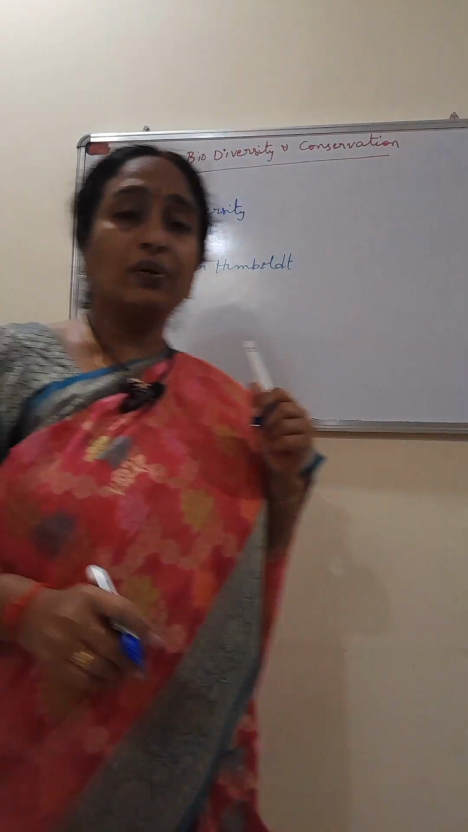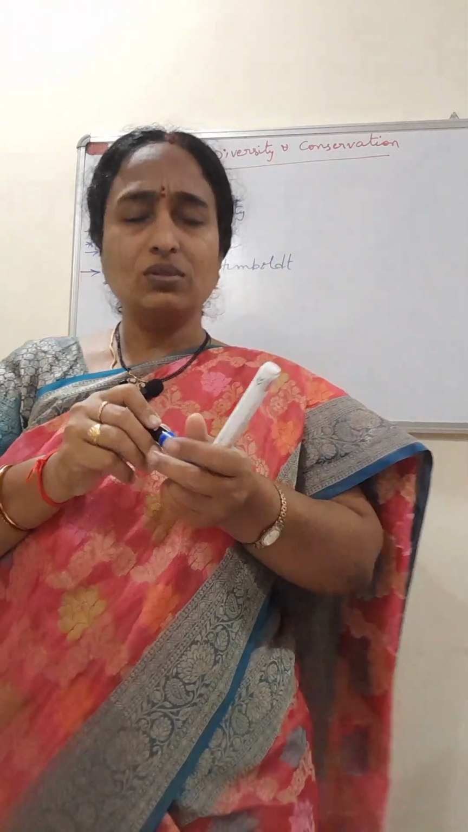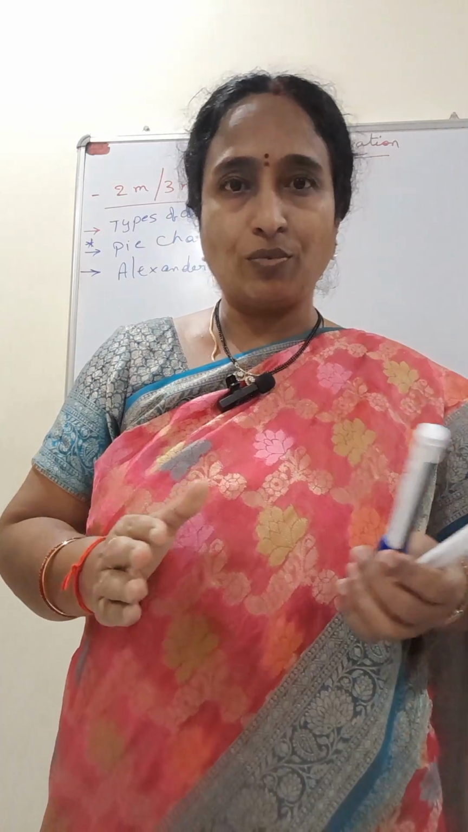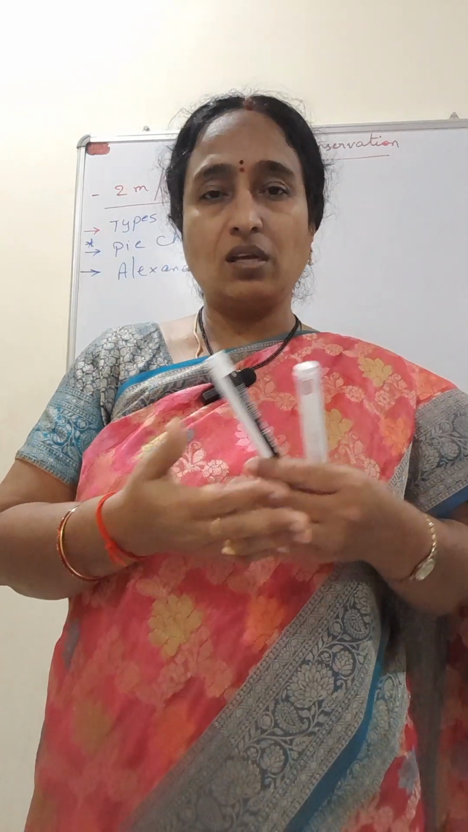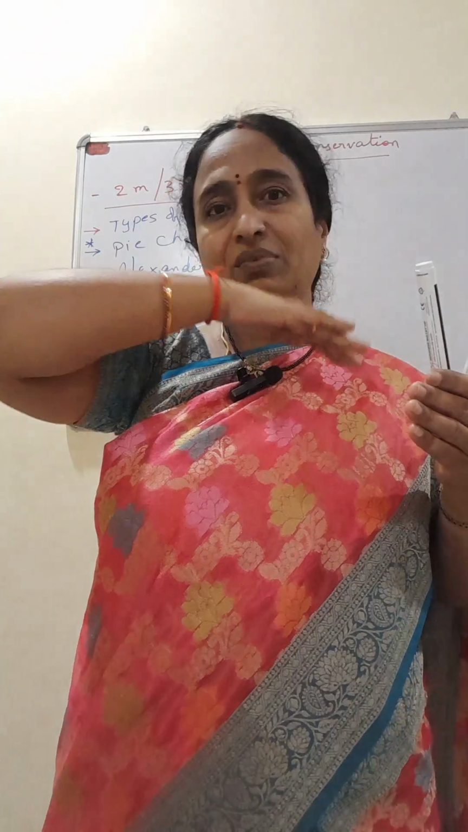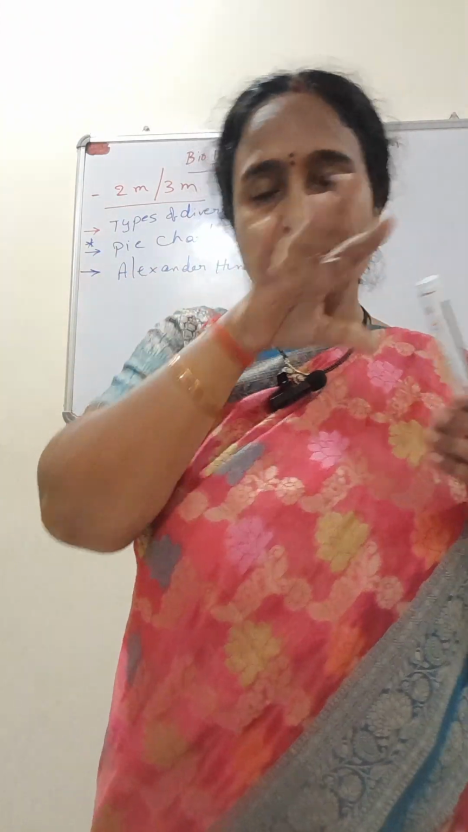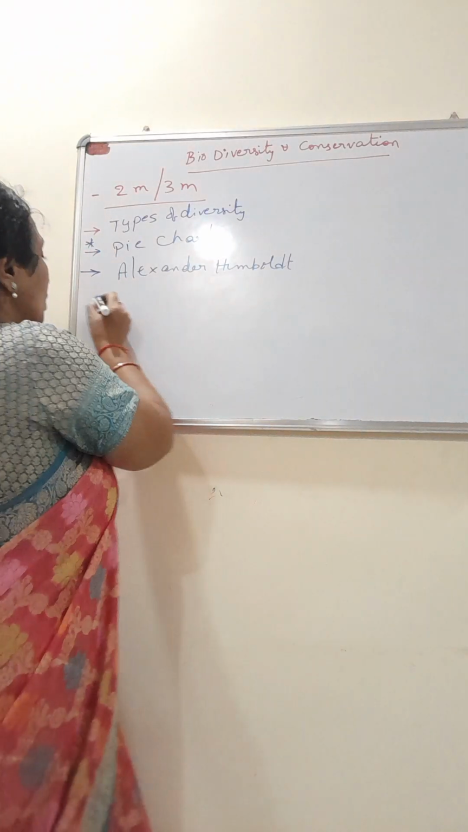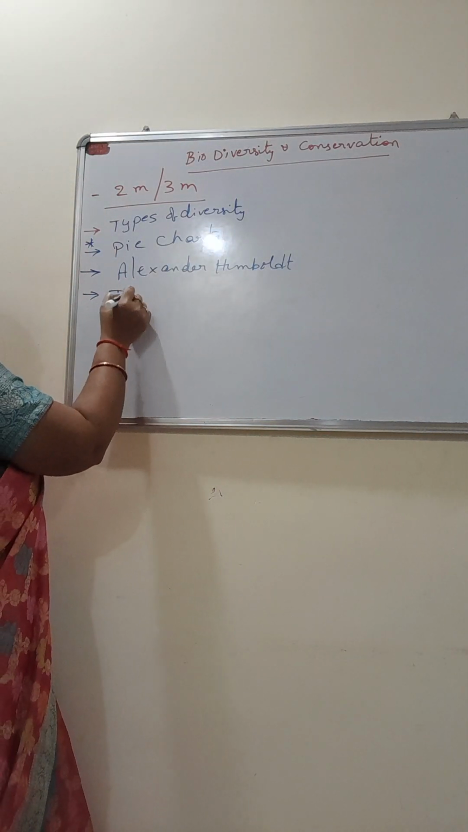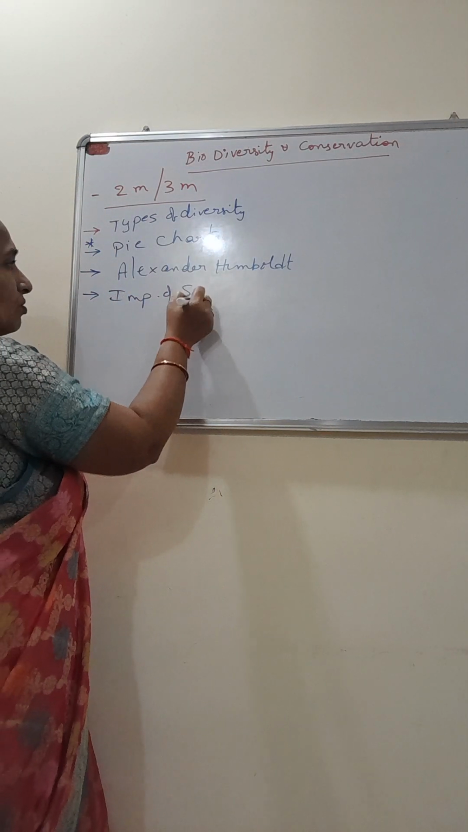The Alexander Humboldt experiment includes the species-area relationship. In the species-area relationship, you have a graph, which is a regression line, how it goes on, and what the value of R is. These points you have to cover. After that, the importance of species richness.